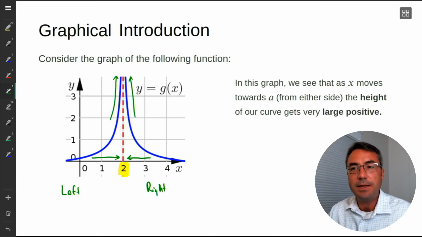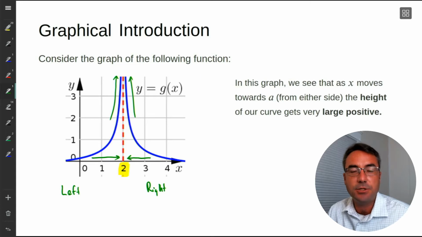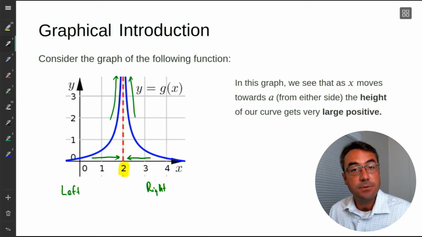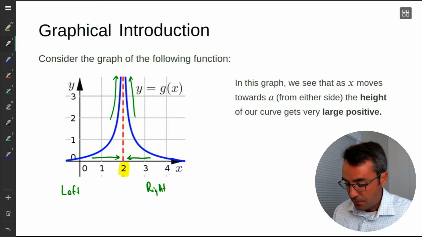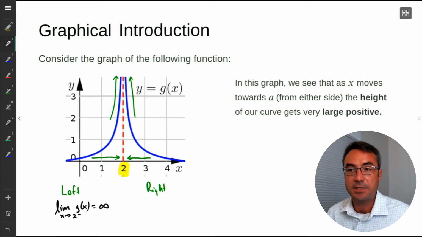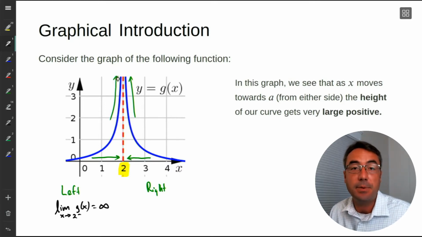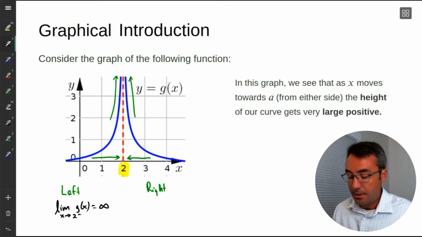So how can we indicate this behavior? What's the notation that we can use? The notation involves limits, but we're going to introduce a special symbol, the infinity symbol, to help us with this. For the left-hand limit, we say that the limit of our function g of x as x approaches 2 from the left is equal to positive infinity. That's because the height of our curve is going up and up and up. It's getting large positive.